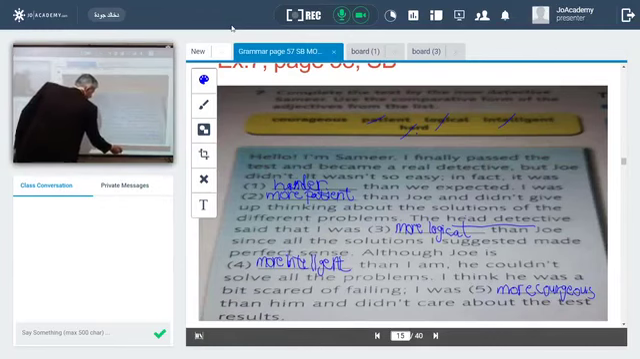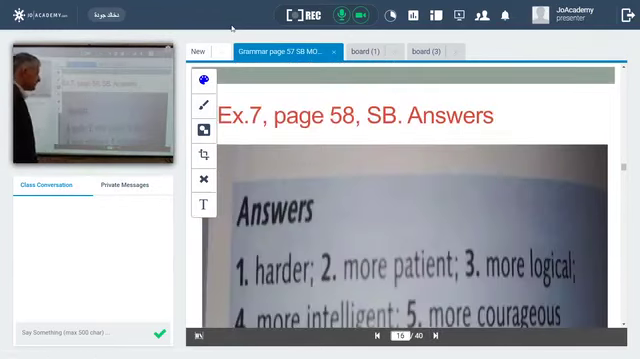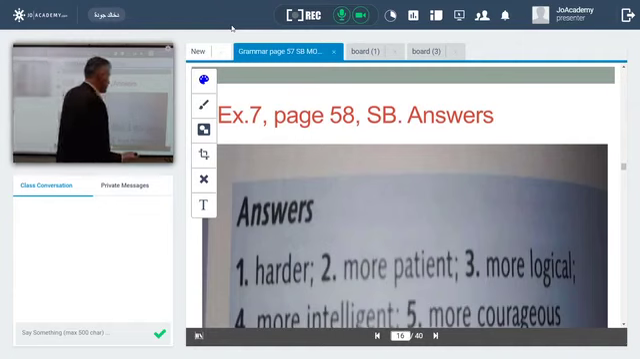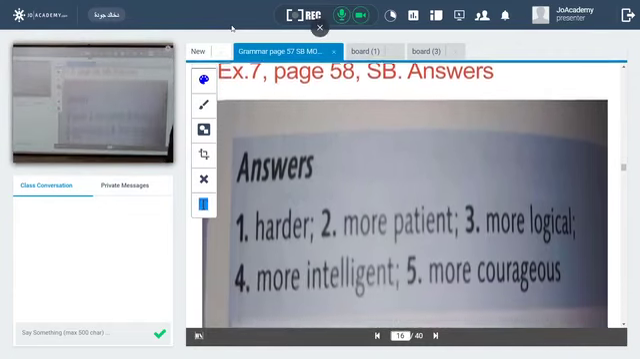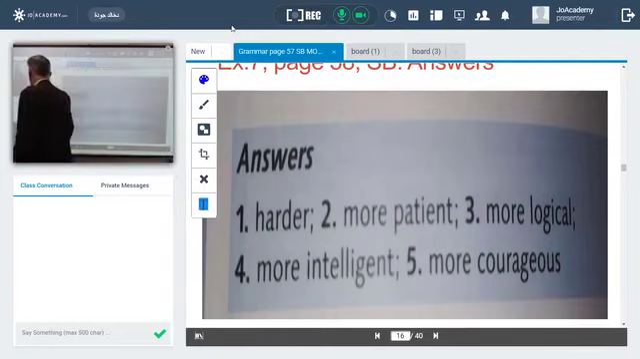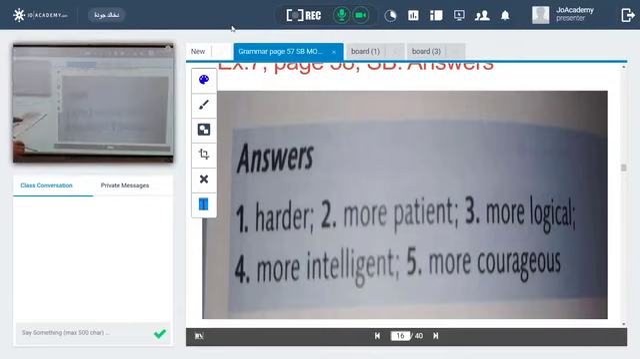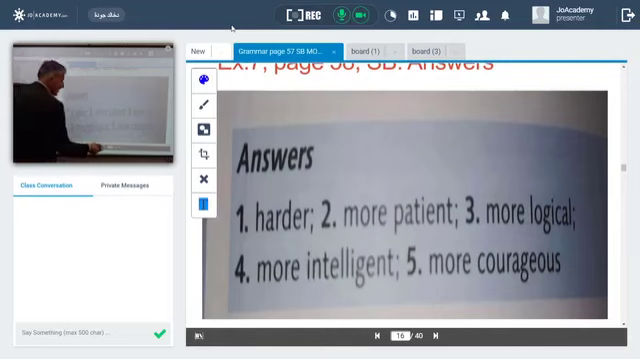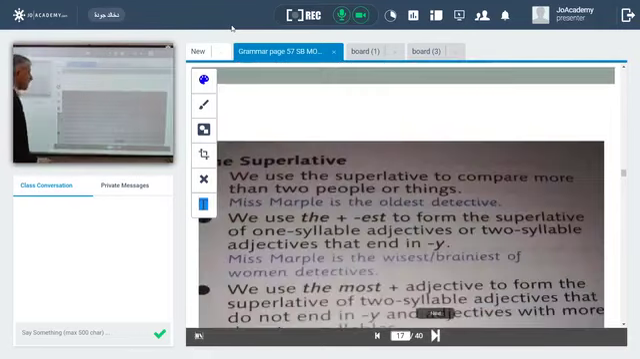So let's see the answers. Here we have the answers. Check your answers, please. Harder, more patient, more logical, more intelligent, more courageous. So here we have the answers to our exercise number 7. Okay, so let's move again to the next exercise, please.